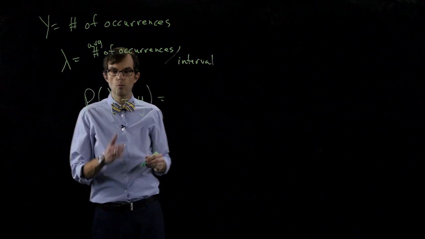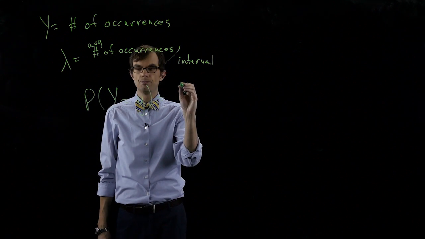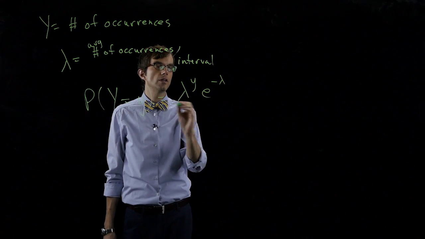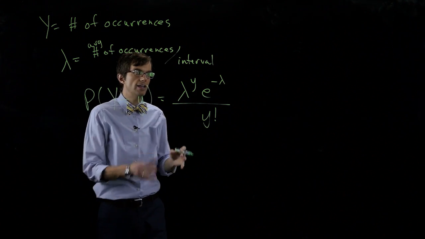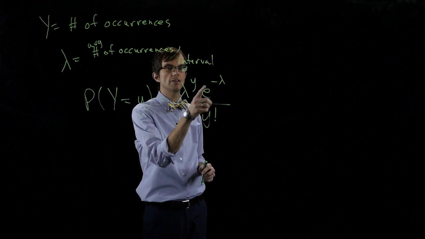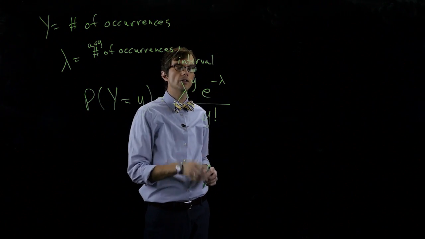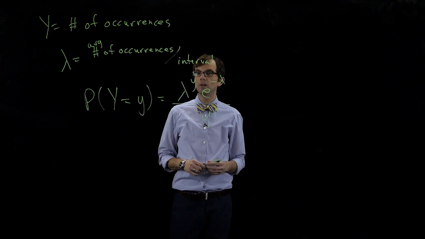If y is a Poisson random variable, the equation here is lambda to the y, e to the minus lambda, divided by y factorial. And that is the Poisson distribution. Lambda to the y, e, this is the exponential, this is Euler's number, e to the negative lambda divided by y factorial. Pretty straightforward kind of probability distribution.